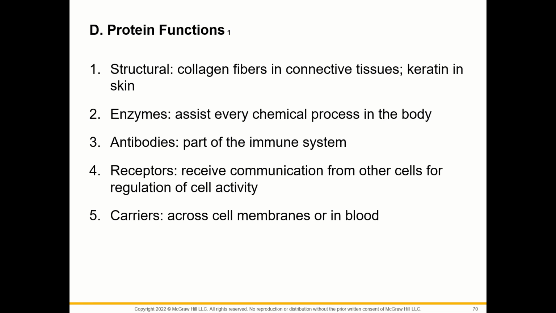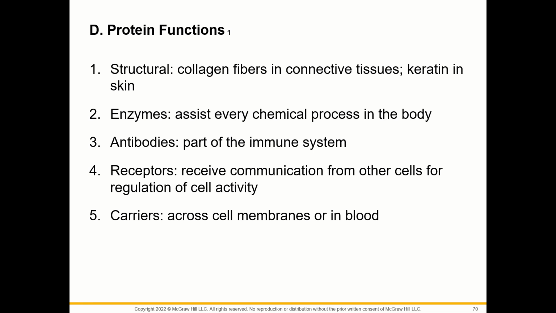And then keratin, of course, waterproofs your skin, as we had learned in chapter 1. It adds strength and resiliency to your skin, and it also aids in protection and forms your hair and nails. A lot of these other proteins are what we call globular proteins, meaning that they're globe-shaped, a circular 3D shape. Enzymes assist in every chemical process in the body, such as dehydration synthesis and hydrolysis. Antibodies are important in the immune system. They flag bacteria for destruction.